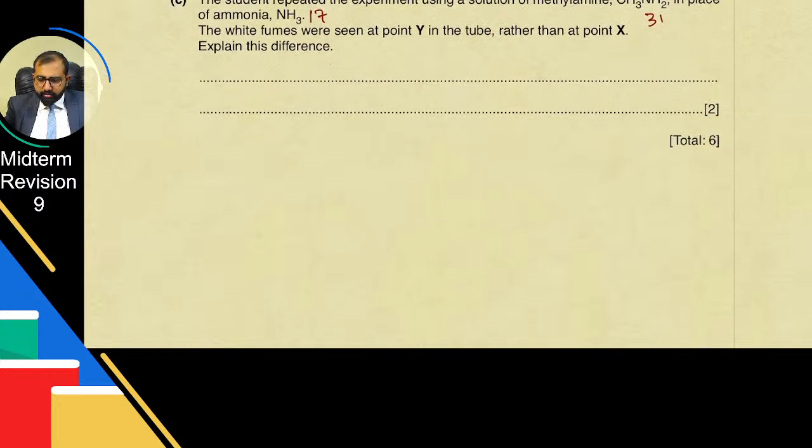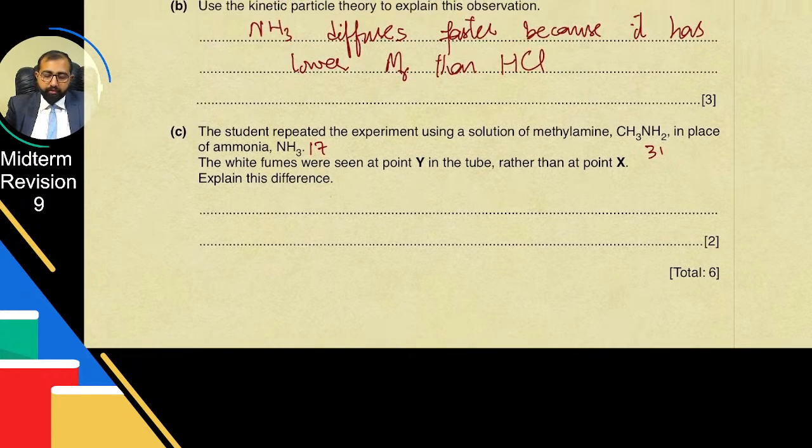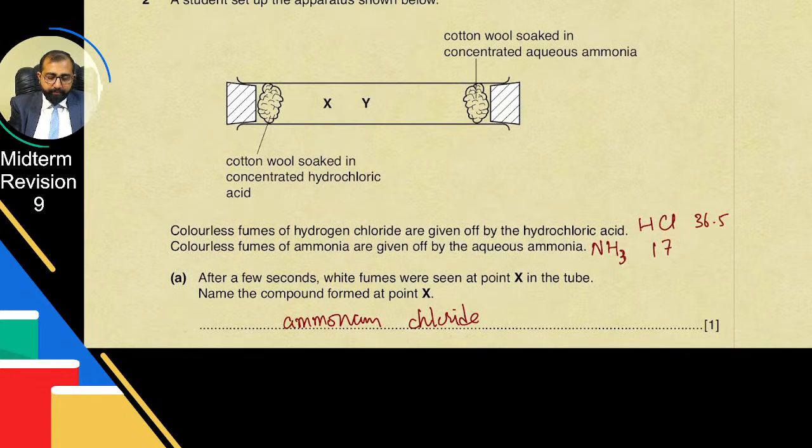And is it ammonia that they've replaced? Oh yeah, they've replaced ammonia. So HCl is going to come from this side and methylamine is going to come from this side. So ammonia की जगह methylamine. So clearly the difference in their MR is not that much. इसका मतलब है कि methylamine is slower than ammonia.